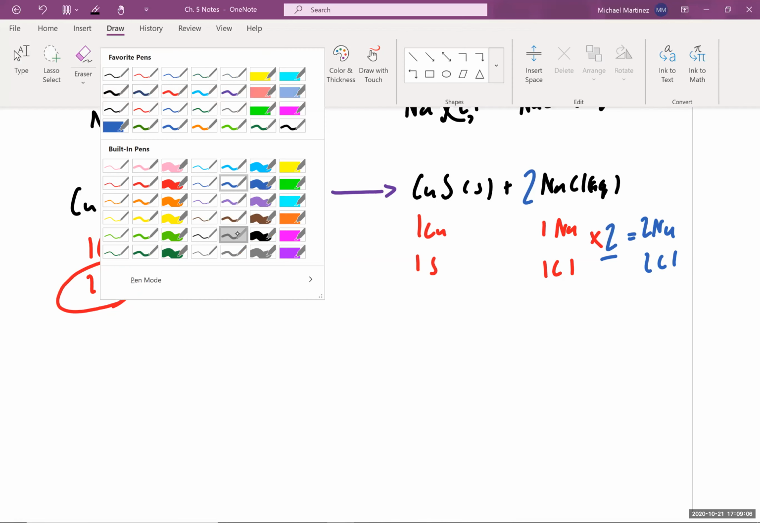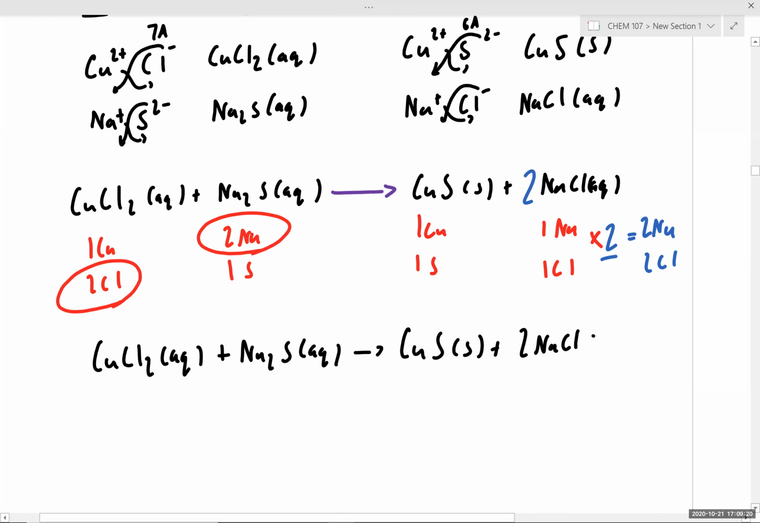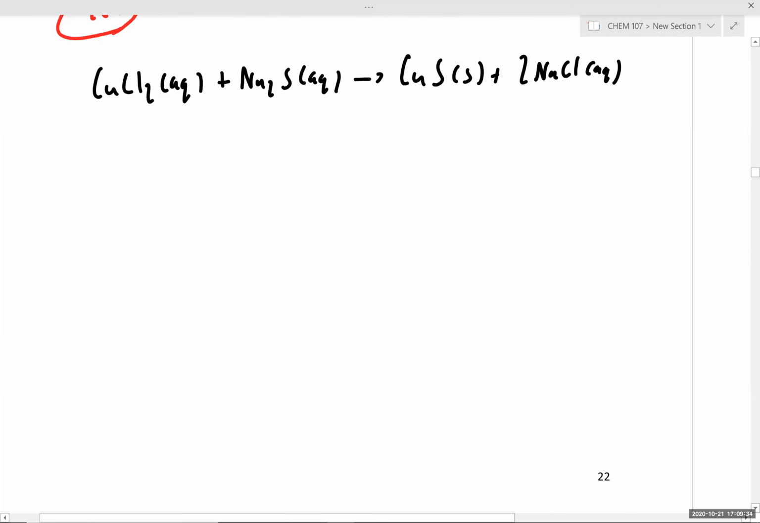So then we write out our final answer. So we have copper chloride or copper 2 chloride aqueous plus sodium sulfide aqueous leads to copper sulfide solid plus 2 sodium chloride aqueous. Does this example make sense? Yes. Perfect.